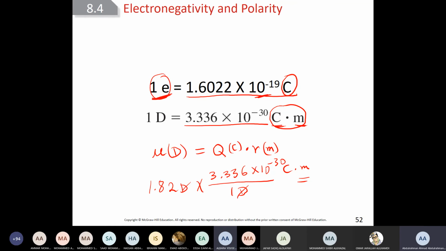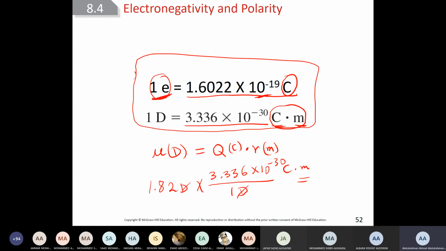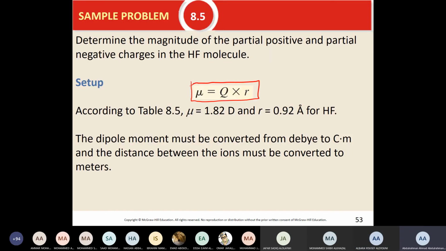Doctor, do we have to memorize this? No, don't memorize these numbers. I will give them to you, all these things. Clear?